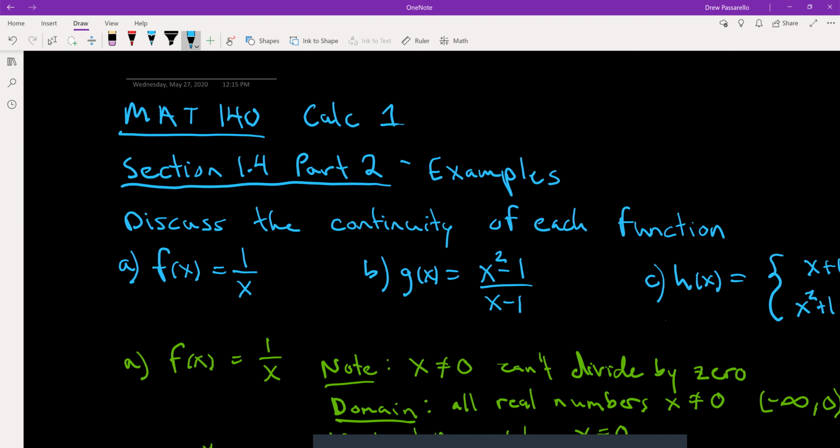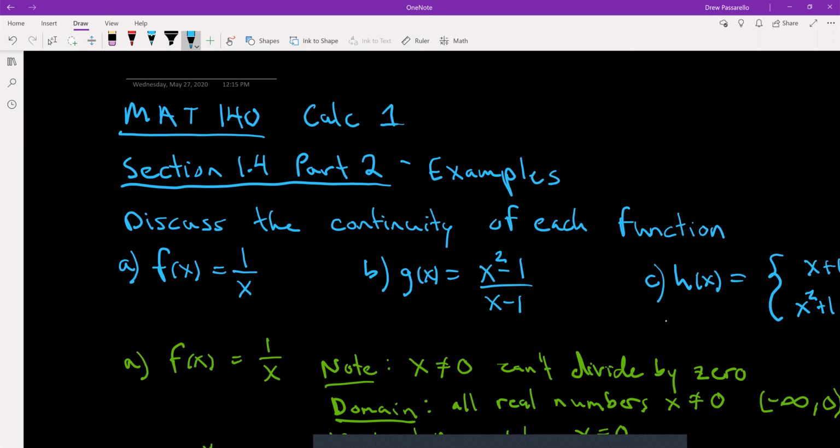So the first thing I'm going to talk about is actually in the textbook, at the very beginning of the section, where they go through some examples. It's example 1 on page 75 that I'm about to go over right now. It says, discuss the continuity of each function.